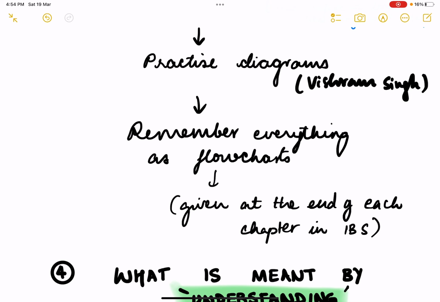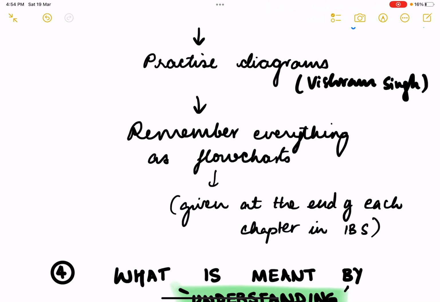After having read the chapter once, after having seen each and every diagram and the stages, remember everything as flowcharts. When it comes to embryology, you'll have to remember as flowcharts only. That will make all the concepts very simple and everything clear. For flowcharts, while studying itself, you can draw your own flowcharts. I did that. Or else you can refer to the ones given at the end of each chapter in Inderbir Singh. They're very simplified and really great. They come with a few flowcharts, and even the diagrams.